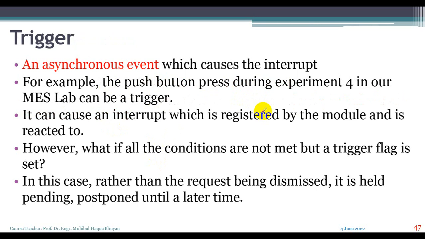Trigger is an asynchronous event which causes the interrupt. For example, the push button pressed during experiment number 4 in our mesh lab can be a trigger. When you use the push button, it will trigger some event. It can cause an interrupt which is registered by the module and is reacted to. However, what if all the conditions are not met but the trigger flag is set? In this case, rather than the request being dismissed, it is held pending, postponed until a later time when the conditions are met.